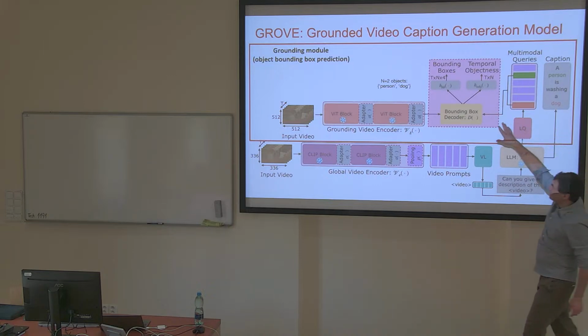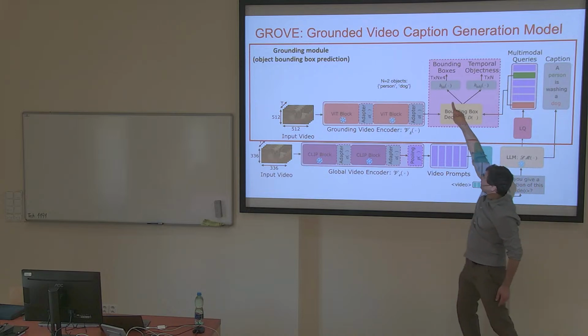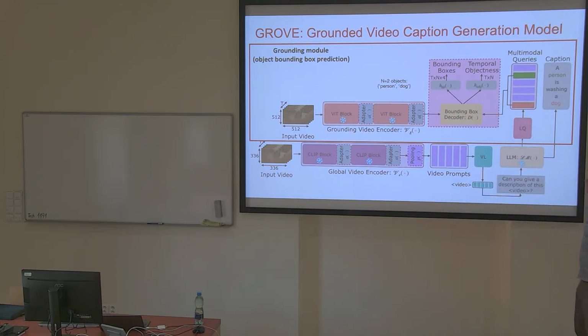So it's predicting, T is the number of frames, N here is the number of objects, and 4 here is the coordinates of the bounding boxes. We have two points that specify the bounding box. So it's really represented by language. It's outputting the bounding boxes as coordinates in the image.